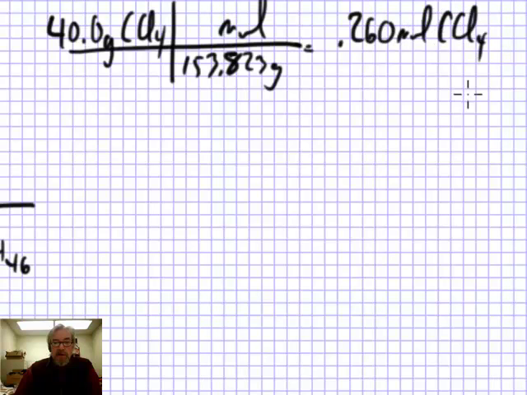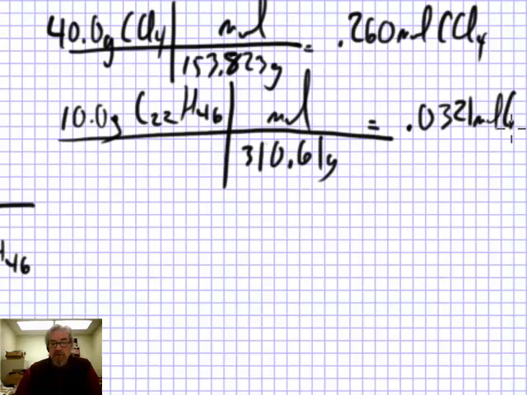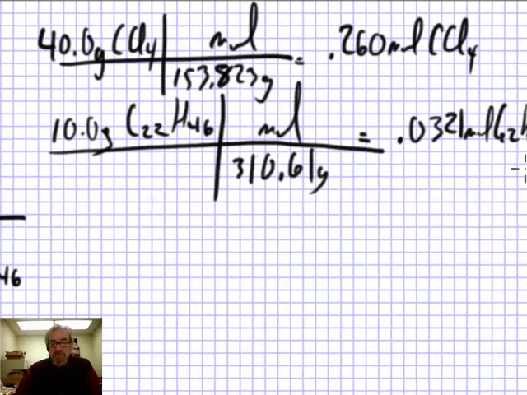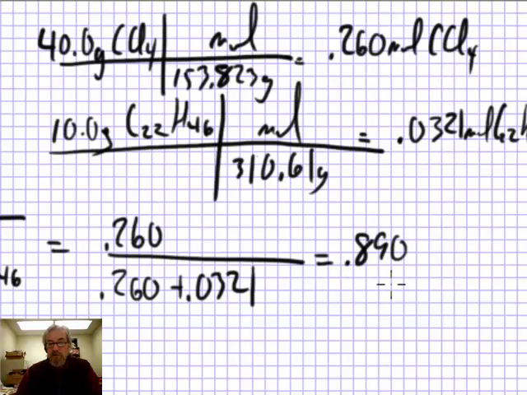Dissolved in it is 10 grams of the wax, which is C22H46. This is going to have a very large molar mass. When you calculate it, it's 310.61 grams per mole. So we have only 0.0321 moles of the wax. So what's our mole fraction? It's 0.260 divided by 0.260 moles plus 0.0321 moles. And this works out to 0.890 for a mole fraction. Now remember, that's a unitless number.